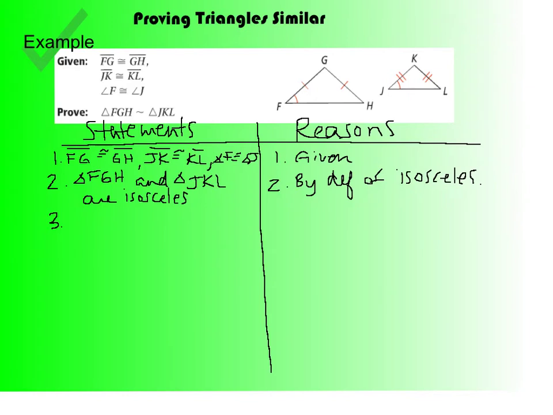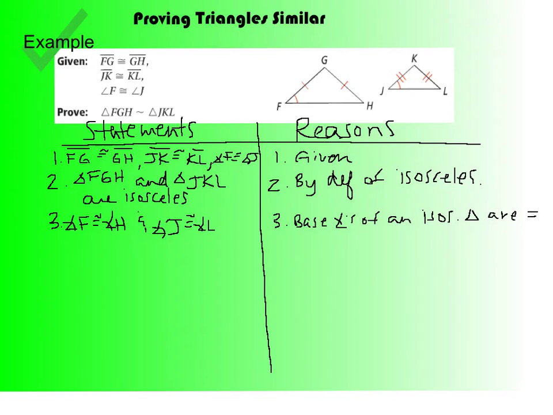So in an isosceles triangle, my base angles are congruent, which means in my first triangle, angle F is congruent to angle H, and in my second triangle, angle J is congruent to angle L. And the way I know that is base angles of an isosceles triangle are congruent.